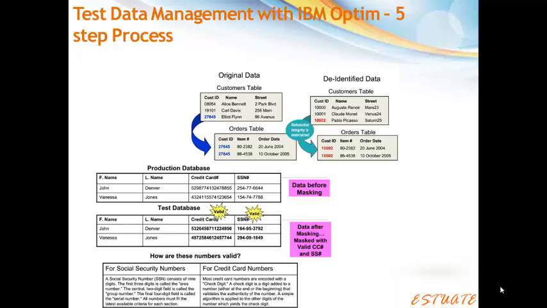Also, your masking should be intelligent by ensuring the integrity of your masked data is retained. For example, if I mask a key in one place, it needs to be changed everywhere. And you need to keep the data realistic.